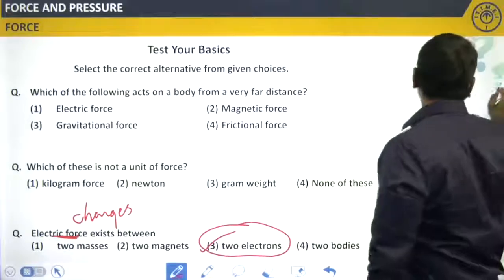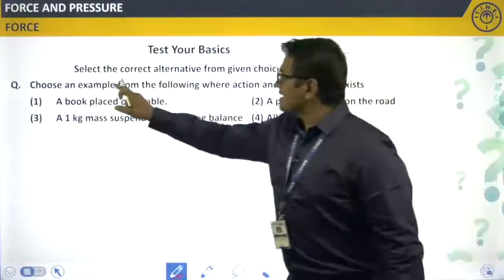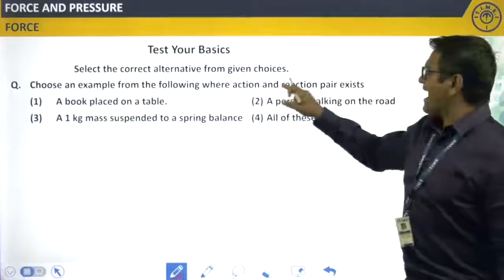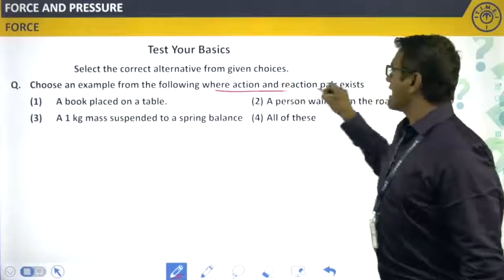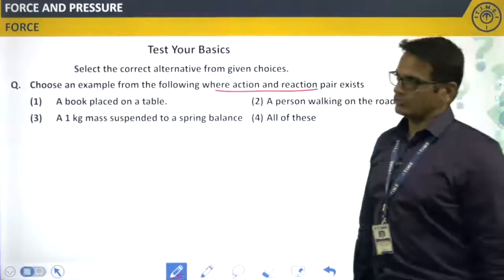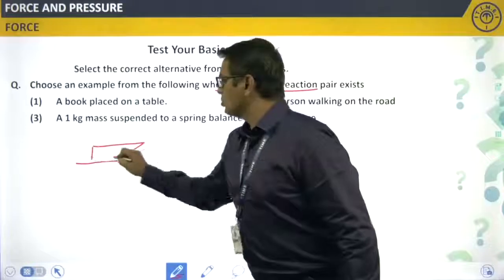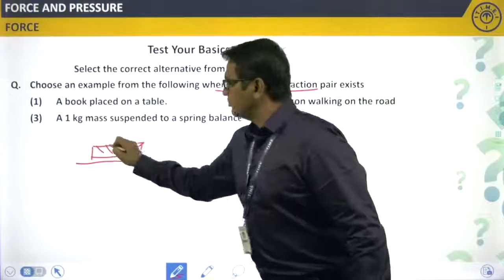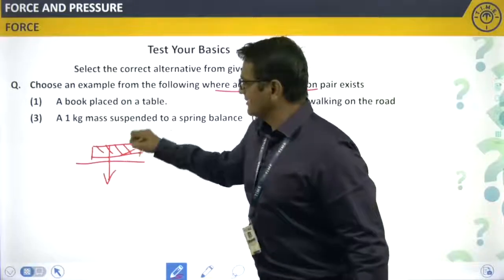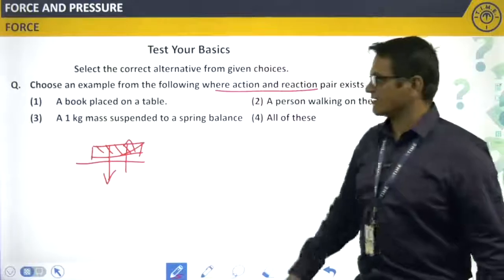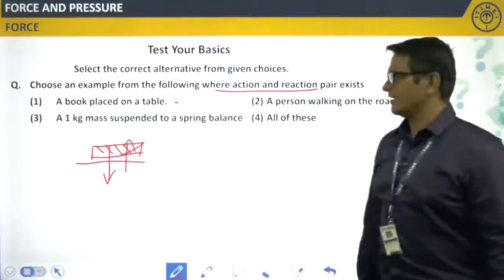Okay, let's see the next question. Choose an example from the following where action and reaction pair exists. So action and reaction both should occur. So a book placed on a table. This is a table and you have placed your book on this. So book will exert this force and the table will exert this force. So action and reaction force do exist here. So that's the right answer.